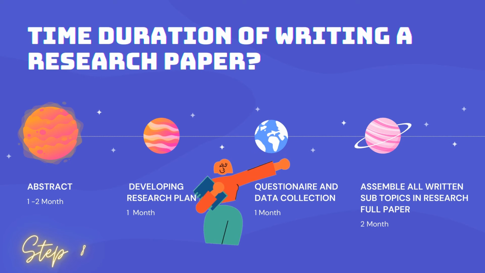After collecting the data, you have to write the literature review, introduction, research methodology, data interpretation, data analysis, result, and conclusion. So it would take another 2 months assembling all the written materials. So overall, in total, you will need around 5 to 6 months to write and complete a research paper.